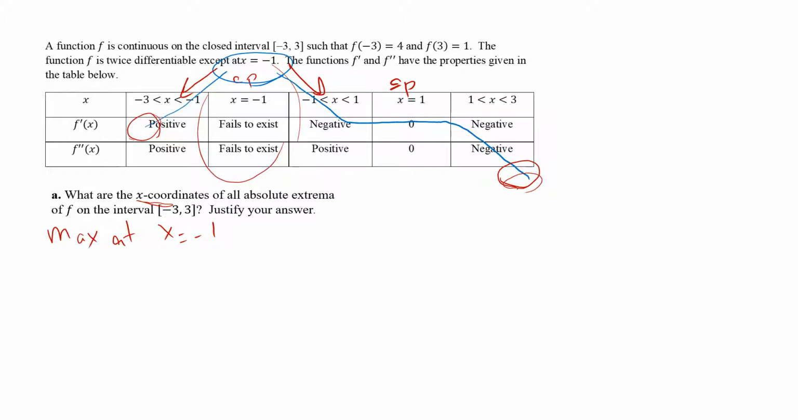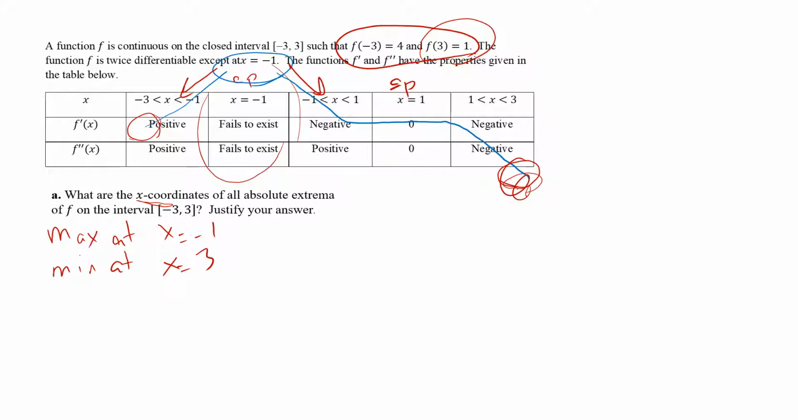How do we tell which one it is? They give us the endpoint values. Which one's smaller? F of 3 equals 1. So it is in fact this one over here on the end. But it did not have to be. So we have a minimum at x equals 3. So we just found the absolute extrema.